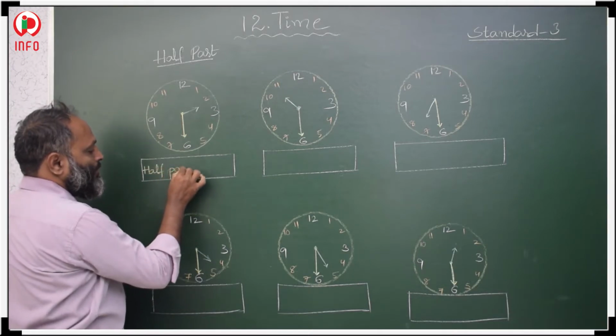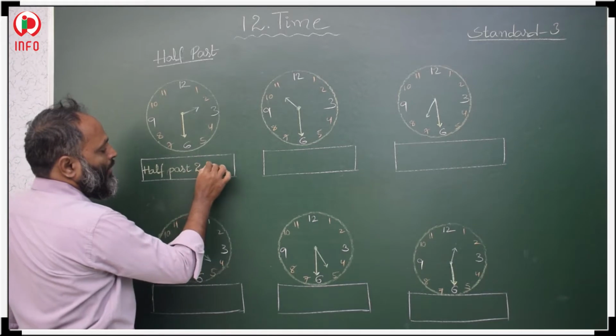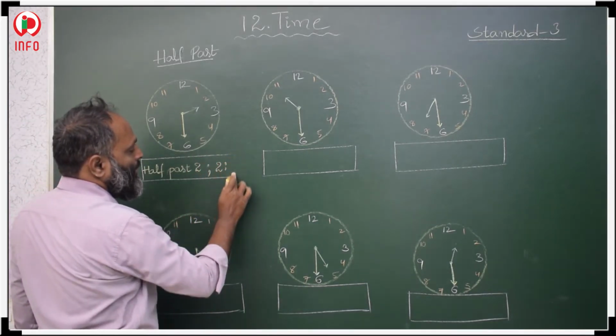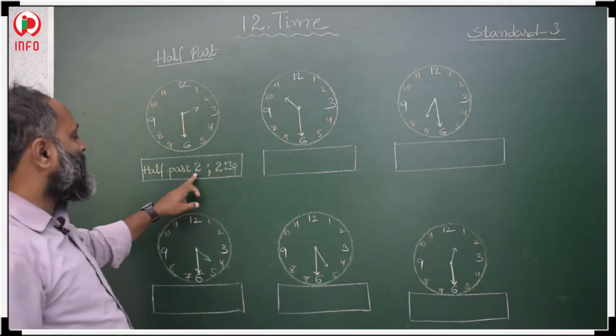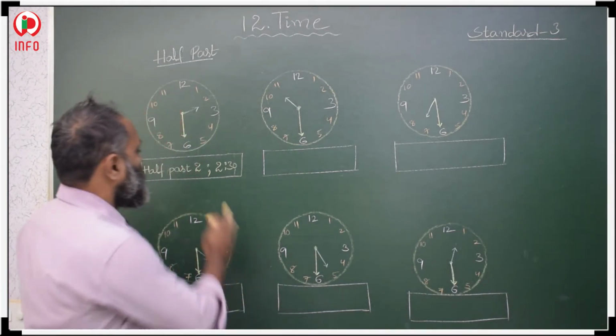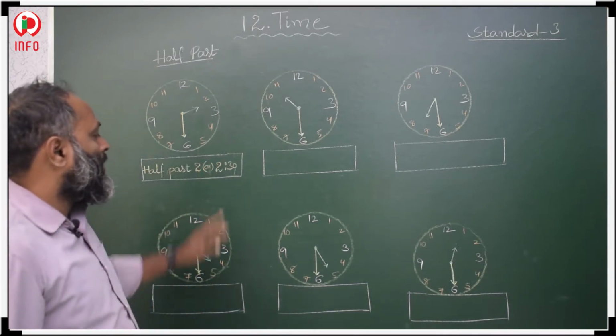Okay. Here, first, half past 2, or otherwise 2:30. In numerals it is 2:30. Okay. Half past 2 or 2:30. So anyone you can take. We can take half past 2 or 2:30.